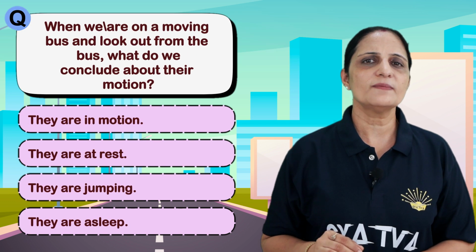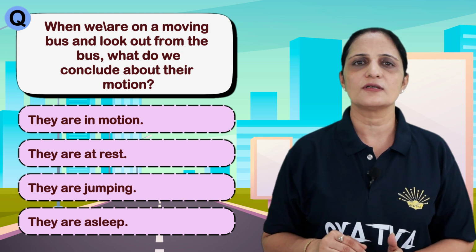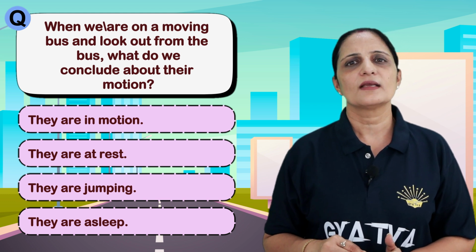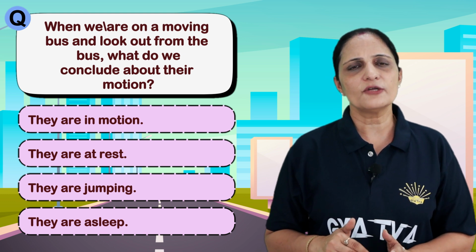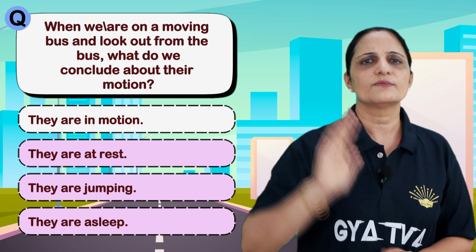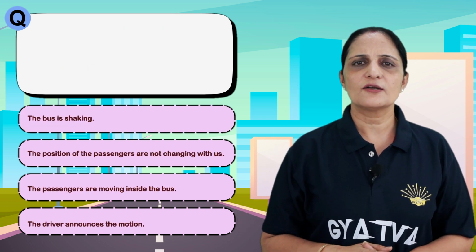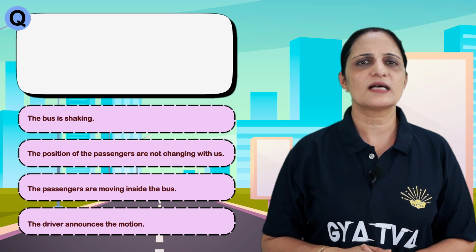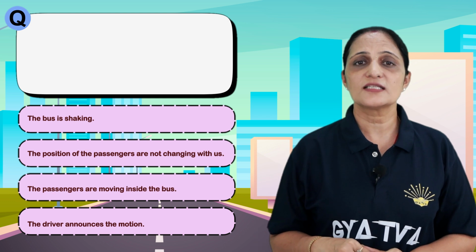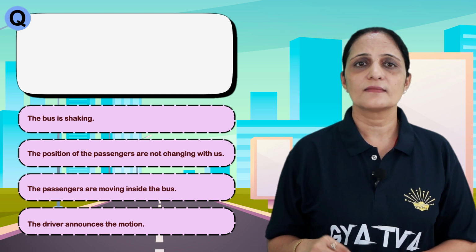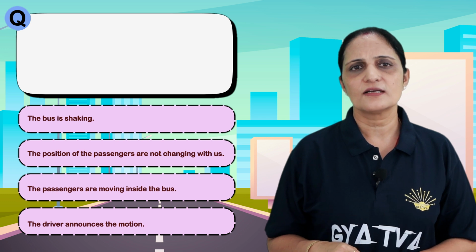When we are on a moving bus and look out from the bus, what do we conclude about their motion? They are in motion, they are at rest, they are asleep, or they are jumping. What do you find? That they are in motion. Question number 16. Why do we feel that all the passengers on a moving bus are at rest when we look at them? Option A, the bus is shaking. That is why you feel that the passengers are at rest.